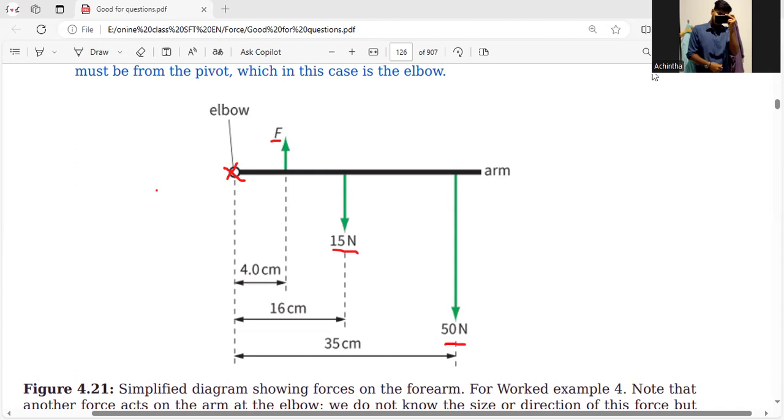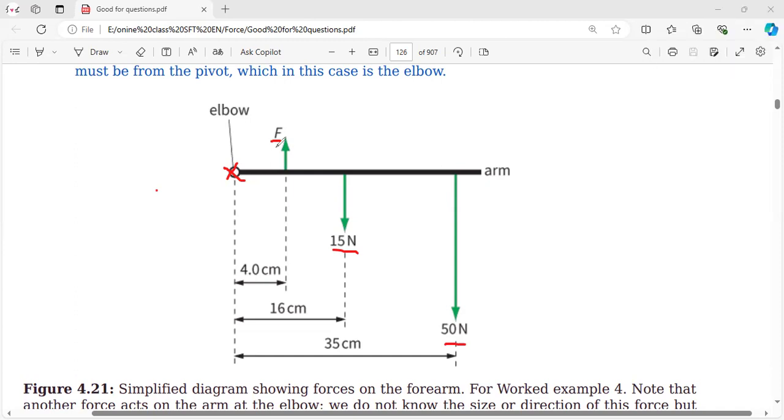So starting from the anti-clockwise side, F multiplied by this distance, which is 4. So I have to convert this into meters, right? Which means divide by 100. And for the other side, 15 multiplied by 16 divided by 100, and 50 multiplied by 35 divided by 100. Okay, these are the values, right?